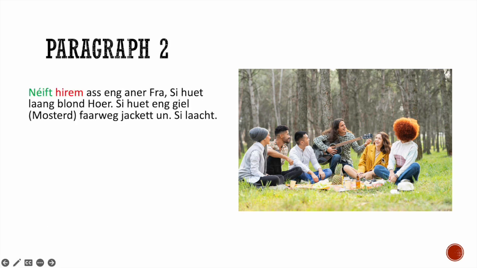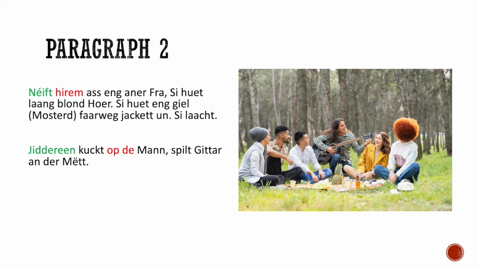Next, we talk about this girl here. Near him as een andere vrouw. Near to this girl is another woman. Sie hoort lang blond haar. She has long blonde hair. Sie hoort een geel oder mustard farbiges jacket on. She is wearing a mustard colored jacket. Sie lacht. She is smiling. Iedereen guckt op de man. Everyone is looking at the man who is playing guitar on the mat.